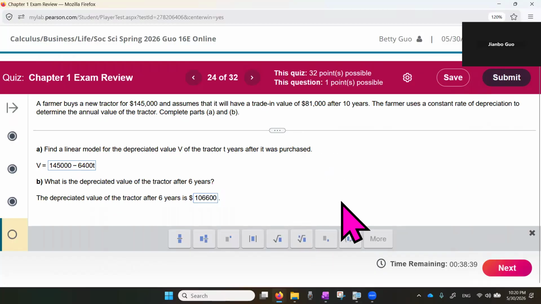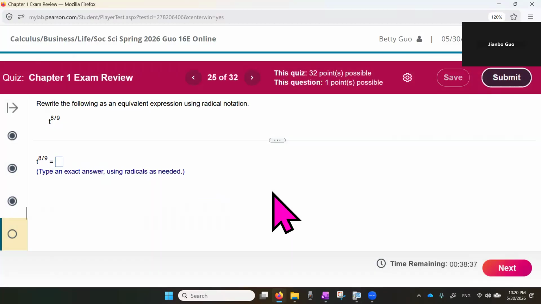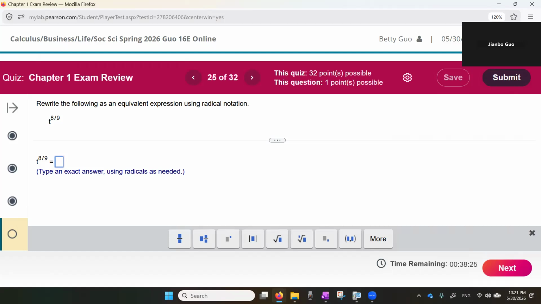All right, next. 25. Rewrite the following as an equivalent expression using radical notation. Okay. So this is what we do. You're going to look at the denominator of the exponent. The exponent is a rational number, right? It's a fraction. Numerator is 8, denominator is 9.